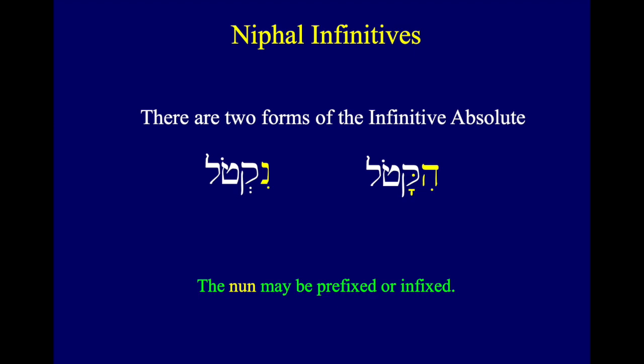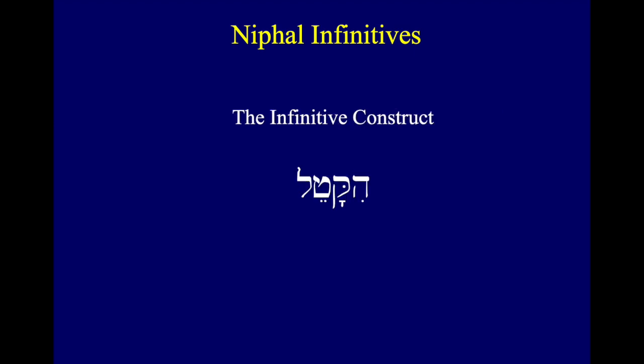But remember, you can look up your root, and the BDB will parse it for you much of the time. It'll tell you what form it is. So you can look and see if the verb you're trying to look up is listed as a Niphal form, and it'll say Niphal infinitive absolute or whatever. So in any event, use your parsing friends here.